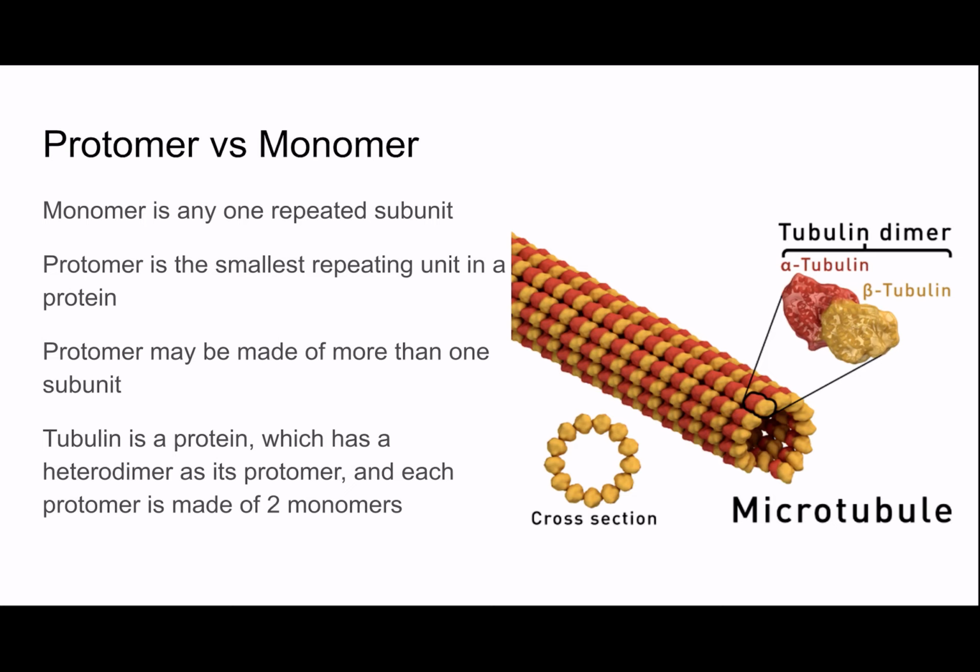So tubulin is the protein which has heterodimers as its protomer, and each protomer consists of two monomers, one which is alpha tubulin, the other one which is beta tubulin. Now, both alpha and beta tubulin would be considered monomers, but only their dimer would be considered the protomer.